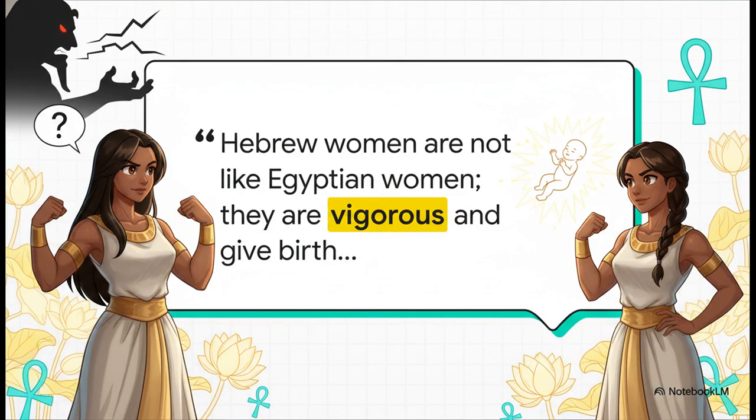Naturally, Pharaoh eventually notices that his terrible plan isn't working, so he calls them in and demands to know what's going on. In verse 19, they come up with this brilliant excuse. They tell Pharaoh, hey, Hebrew women aren't like Egyptian women. They're vigorous. They give birth before we even get there. It's a really daring, shrewd deflection that actually weaponizes the Egyptians' own prejudices and fears right back at them.